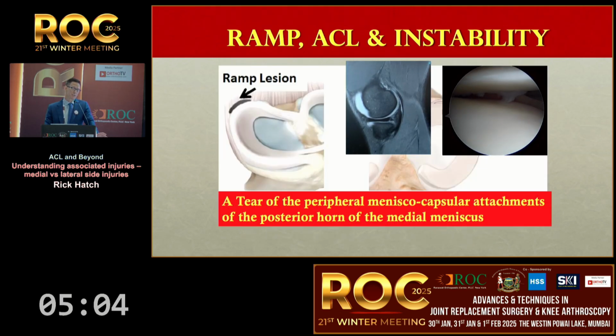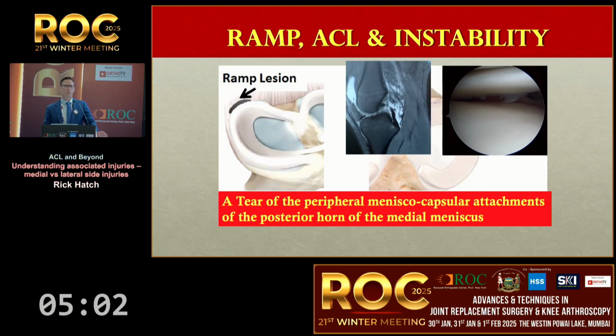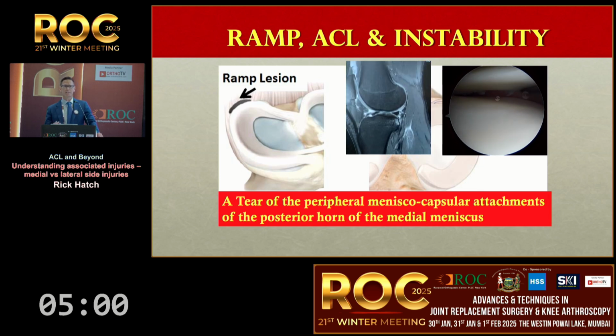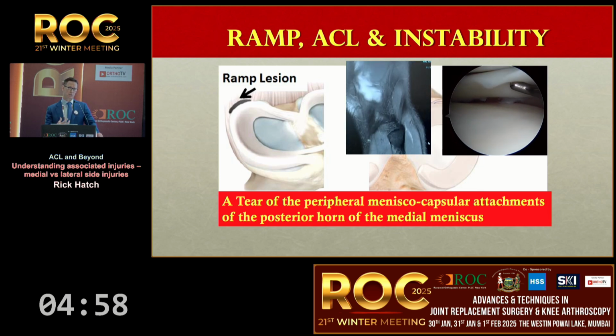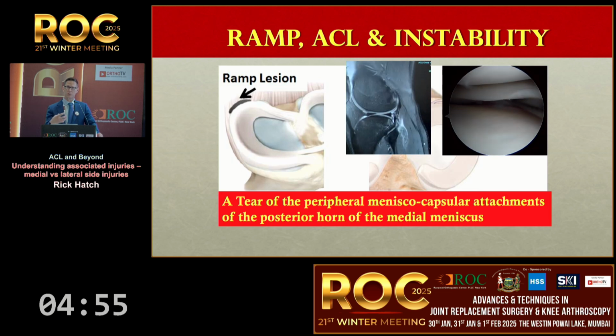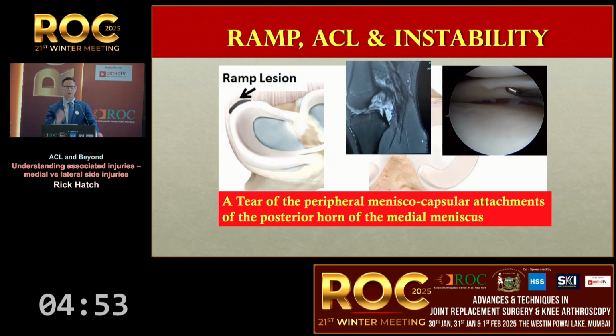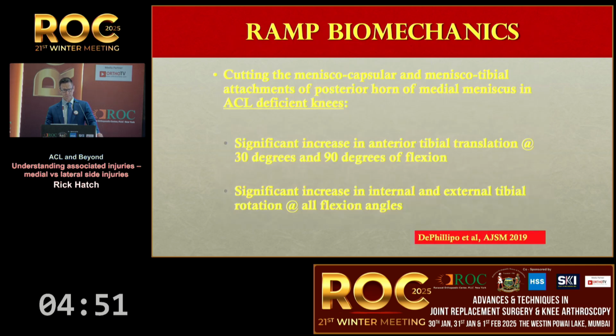Just as the last speaker said, always look for a ramp lesion, because a ramp lesion is not only going to lead to increased laxity in your anterior translation, but it's also going to lead to rotational laxity. This can also give you those rotational differences.